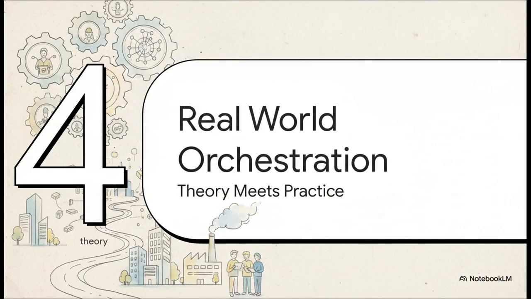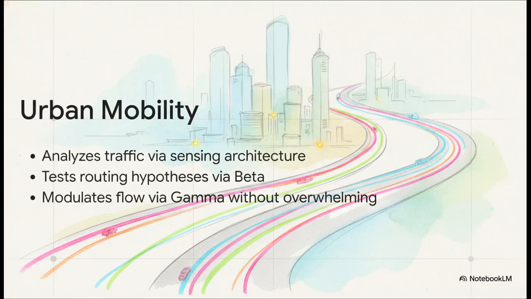Section 4. Real-world orchestration. Let's see how these theories actually hit the road in practice. For our first use case, imagine Orchestralis tackling city traffic. It uses its sensing architecture to pull in live traffic and weather data. The beta module then tests different rerouting hypotheses in these small, controlled simulations. After that, Gamma actually modulates the traffic flow, constantly checking in with Quietus to make sure they aren't just pushing the massive traffic jam into a neighboring district. It dynamically balances the entire city's flow.